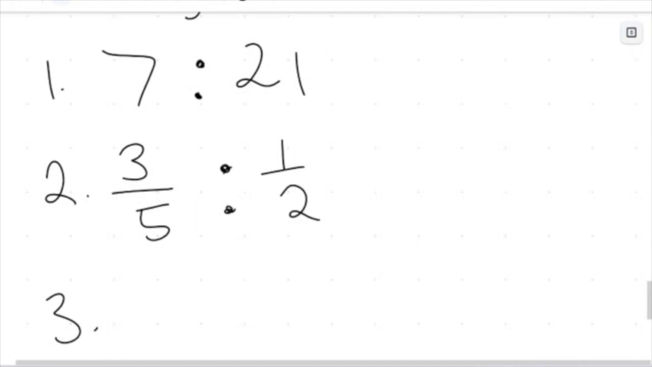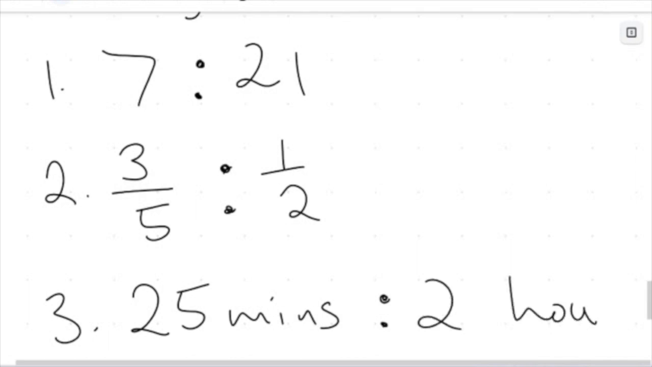And the third question, we're going to use a unit question. We want to express 25 minutes to 2 hours as a ratio. So for this last one, once again, don't be fooled. We want to be speaking the same language. We need these two in the same unit for us to simplify the ratio.